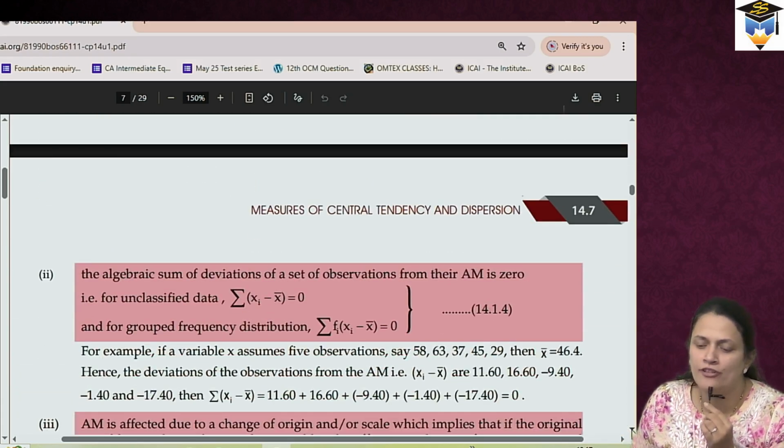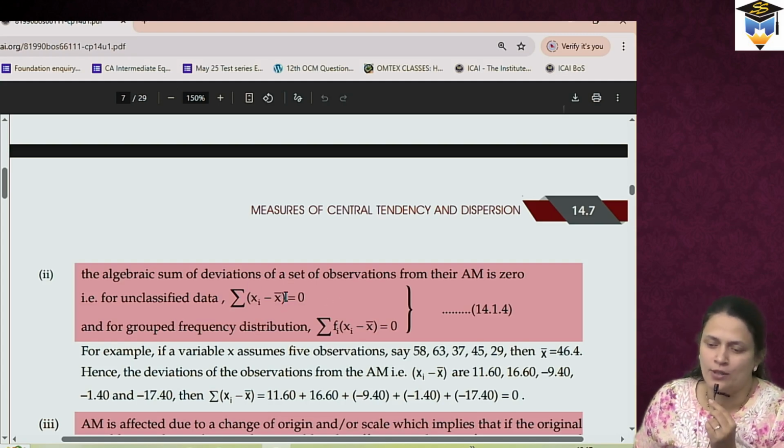The algebraic sum of deviations of a set of observations from their arithmetic mean is 0. What is the meaning of that? Summation of xi minus x bar, which is the mean, is always equal to 0 for unclassified data, and for a grouped frequency distribution it is given as summation of fi into xi minus x bar, which comes out to be equal to 0.